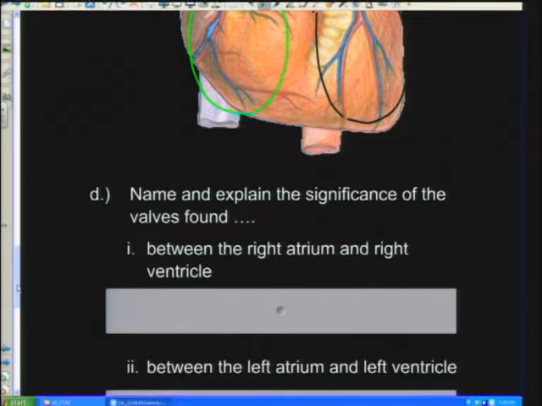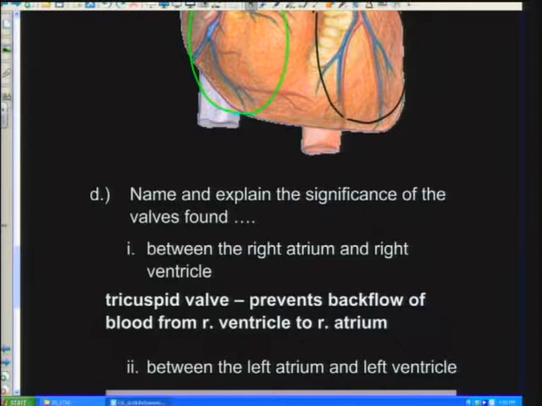Name and explain the significance of the valves found. Number one, between the right atrium and the right ventricle. Tricuspid valve. There we go.